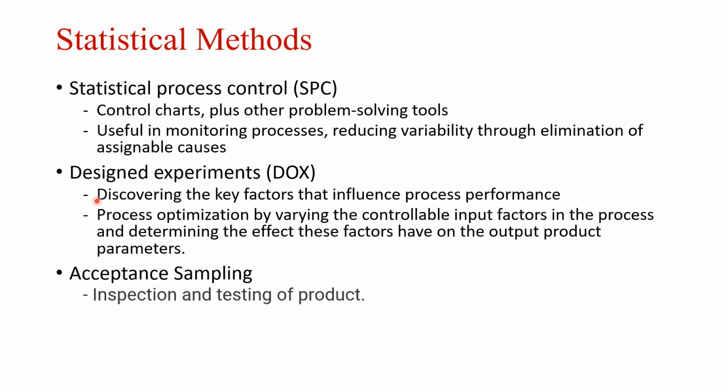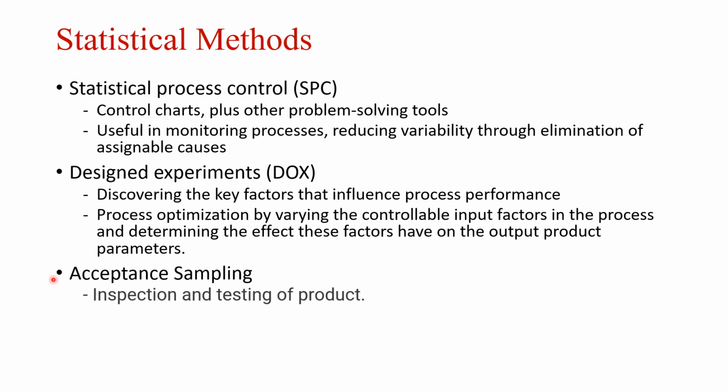These are discovering the key factors that influence the process performance. So basically what we can do is vary the controllable input factors, adjust them, and try to see what effect it has on the output product parameters. So maybe, if we're manufacturing a process and it has to have a certain temperature, maybe we adjust the temperature slightly up and down, and then we see what the effect is on the output of our process.